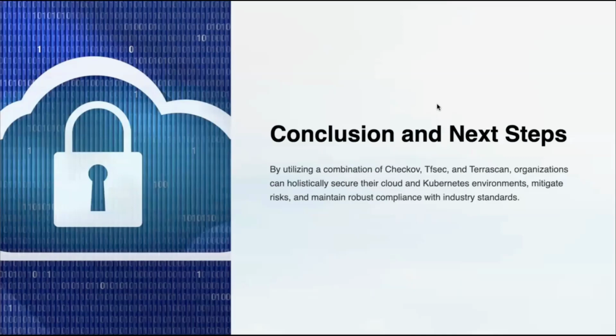Okay, so in conclusion, we can have a combination of these tools, which can cover a lot of the policies that can be missed by one of the tools, right? If something is not identified by Checkov, it can be covered by TFSec or maybe Terrascan. So using a combination of these tools can be a better approach instead of going with just one, right? And that's how you are able to mitigate any risk and maintain the robustness of the compliance with industry standards. Okay, now let's jump into the quick demo here.